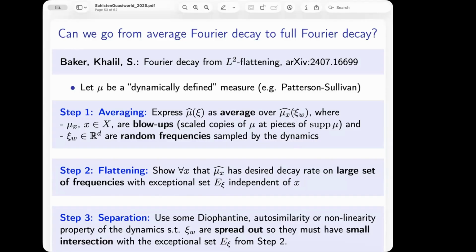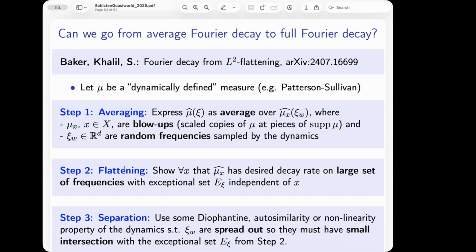And the point is that these random frequencies are sampled by the actual original dynamics. So for the original dynamics, like the Patterson-Sullivan measure with the Zariski dense property, for example, there are rotations, and these are actually quite well spread around the space. This will be useful later on when we combine it with the flattening theorem, when you do this covering lemma, you have frequencies in many places, so bad frequencies can't overlap too much with the ones we try to study.